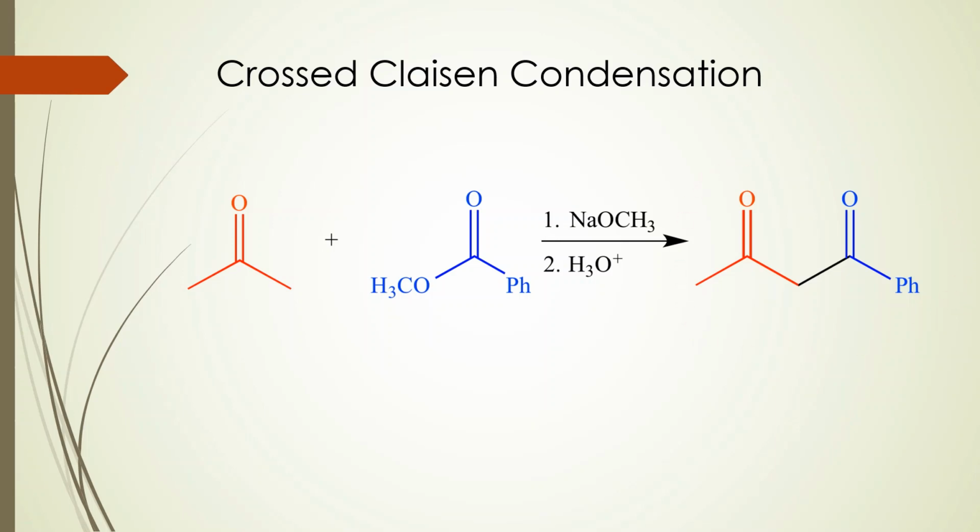Why is it known as a beta diketone? Because this is a ketone functional group. With respect to this ketone functional group, this carbon is the alpha carbon atom and this carbon is the beta carbon atom. Here at the beta carbon atom there is a keto group. That's why it is known as beta diketone. Diketone because 2 ketone groups are there.